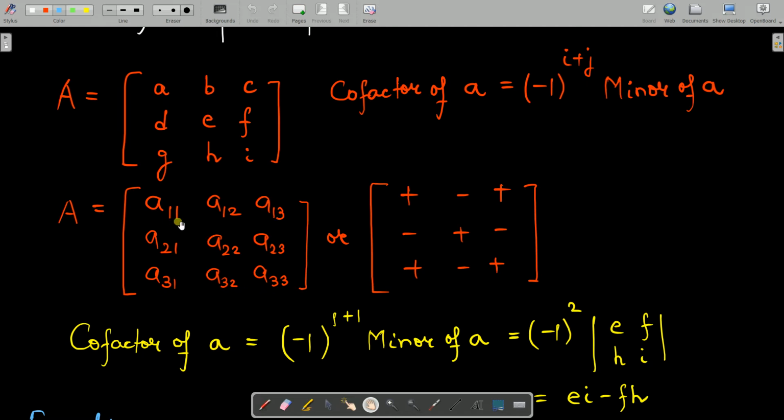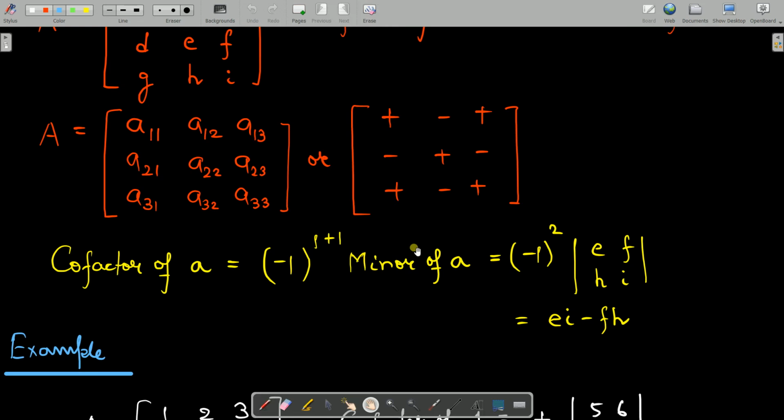If you add these, 1 plus 1 is what? 2. So minus 1 to the power of 2 is what? Even, so this will be plus. Here we have odd, so we'll have a negative sign. Here we have even, so we'll have a positive sign. And this sign convention is very simple, a very childish thing.